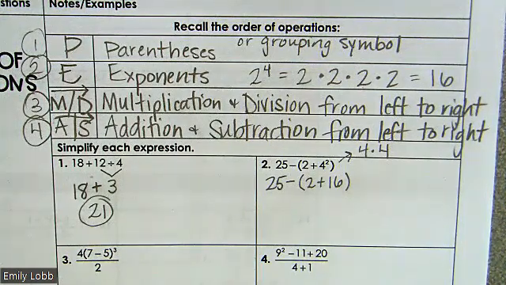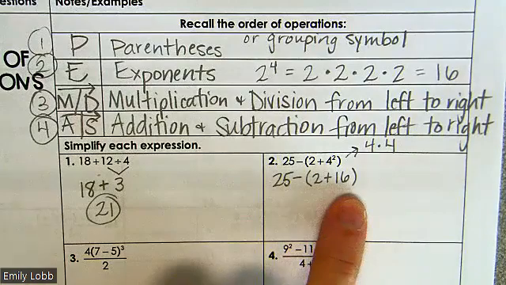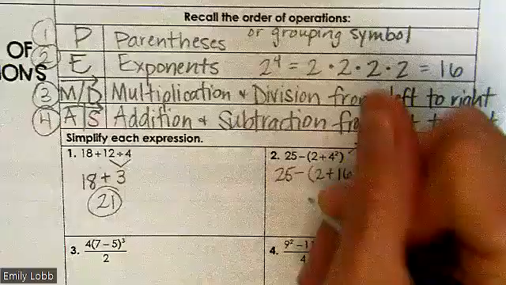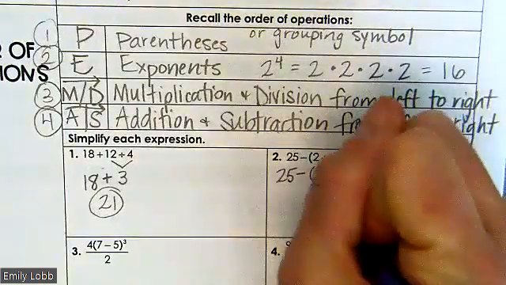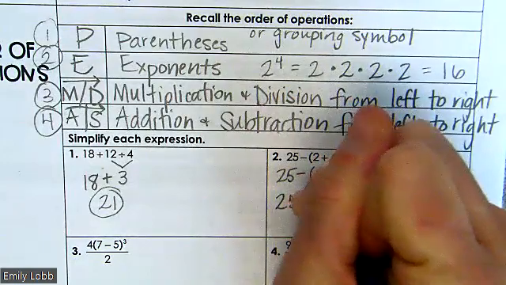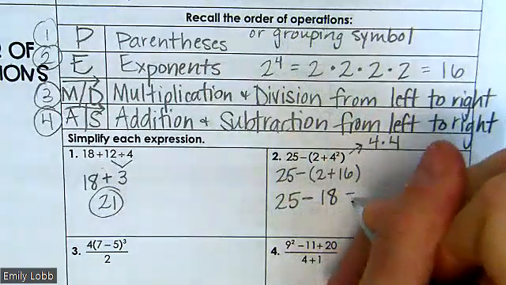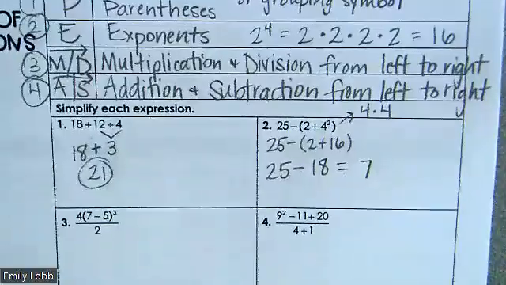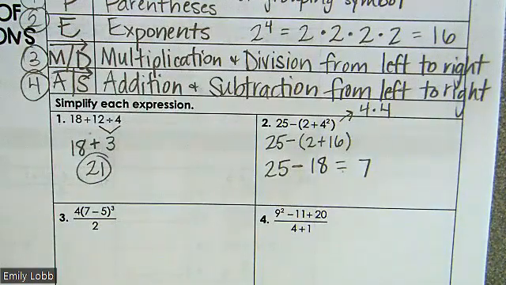Now I have to do what's inside my parentheses. Hannah, it's not okay. And you know it. So what is 2 plus 16? 18. I would bring down my subtraction sign or my negative sign. You can call it either. And I have 25 minus 18. That's it. It is 7. 7 and 8 is 15. Careful.